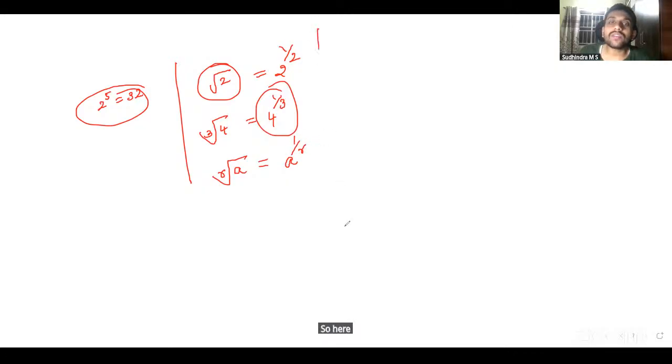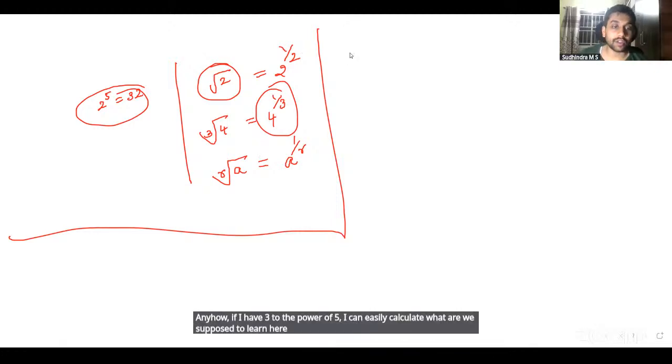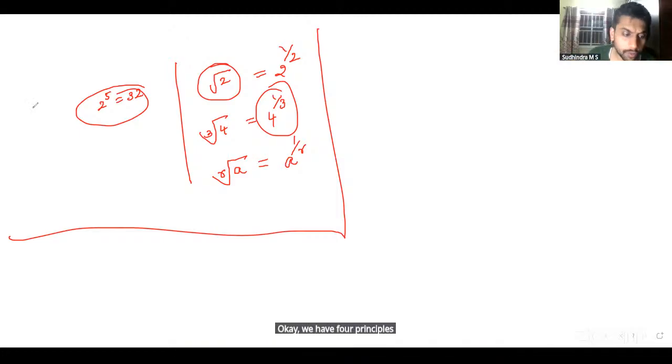So here, what are we supposed to learn? Anyhow, if I have 3 to the power 5, I can easily calculate. There are a few principles, some laws that we have. We have 4 principles, and that is what we are supposed to learn. So I'll start with the first principle.